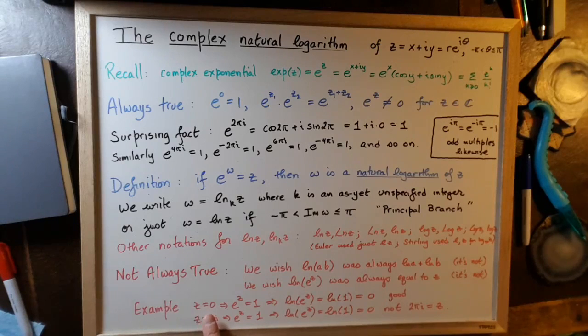So if z equals 0, then e to the z is 1, that's true, and so the log of e to the z is the log of 1, which is 0, which is what we started with. Good. So it's sometimes true. But if z is 2 pi i, then e to the z is 1, and log of e to the z is the log of 1, which is 0, not 2 pi i, which was z. So it is not true that the log of e to the z is always equal to z. In the next video, we're going to explore that difference a little bit more carefully, and I'm going to define an unwinding number.